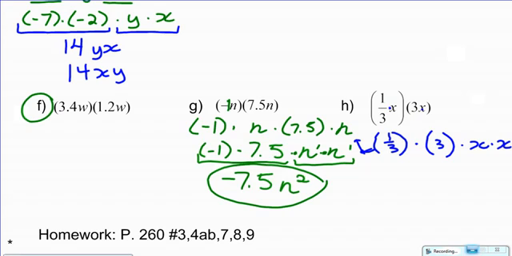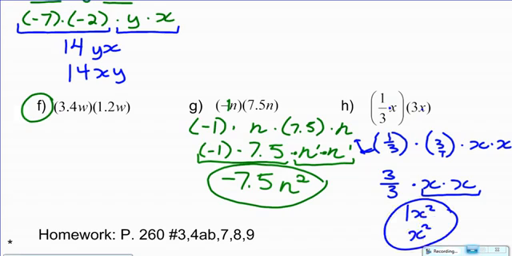So 1/3 times 3, we're thinking of it like 3/1. That ends up giving us 3/3, right? 1 numerator times numerator, denominator times denominator, times x times x. 3/3, that's just 1. And x times x, same base, we can add the exponents, so 1x squared. So we could just say x squared or 1x squared. Either of those will work.